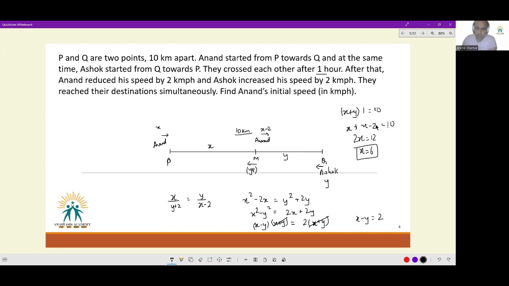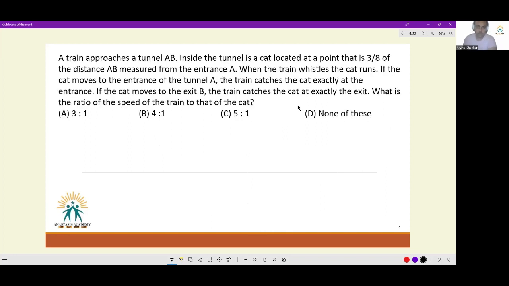Then you can go back to the original equation. So X minus Y is equal to 2, X is equal to Y plus 2. Then you can replace it here and get to your individual values. Given that we wanted Anand's initial speed, the answer to the question will of course be 6.